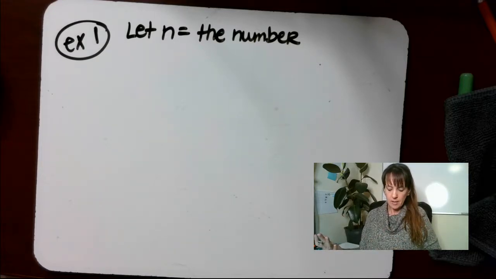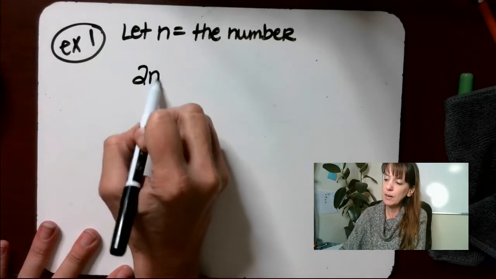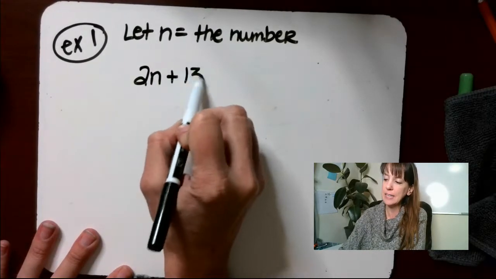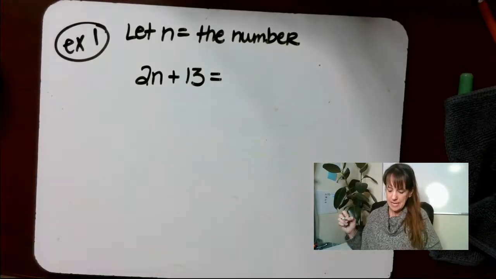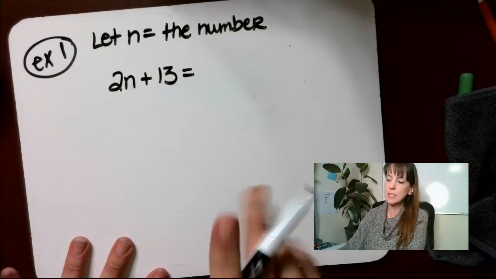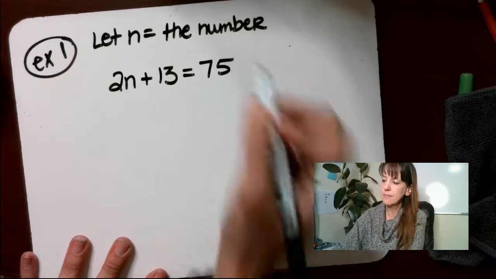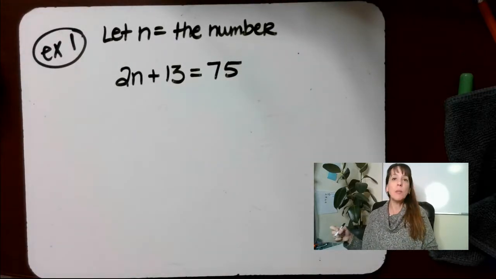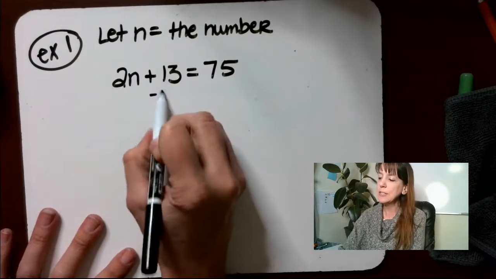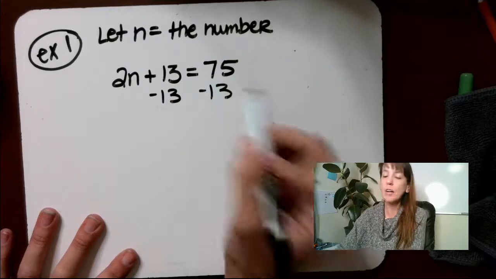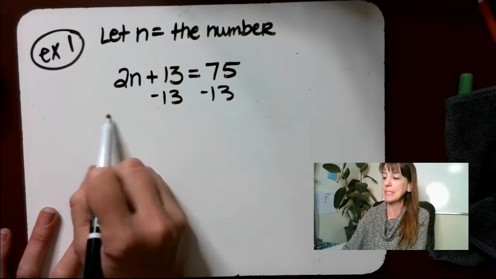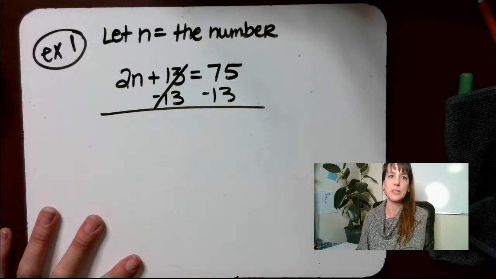So the sum of twice a number and 13. Twice a number and 13, that gives us our sum, is, and is means equals, 75. Excellent. So now we're going to go about solving this. We're going to minus 13 from both sides, right? We want to always get the chunk with the variable by itself. That's the whole goal of what we're trying to do.